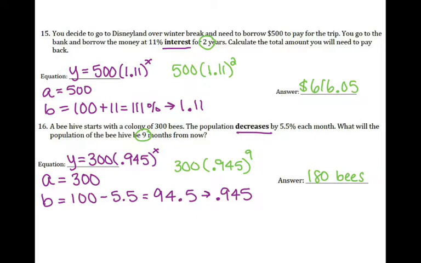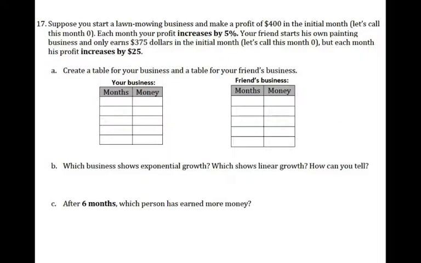Okay, next question. Suppose you start a lawn mowing business and make a profit of $400 in the initial month. Let's call this month 0. Each month your profit increases by 5%. Your friend starts his own painting business and only earns $375 in the initial month. Let's call this month 0. But each month his profit increases by $25. Create a table for your business and a table for your friend's business.